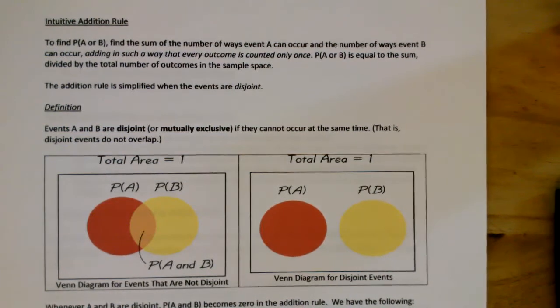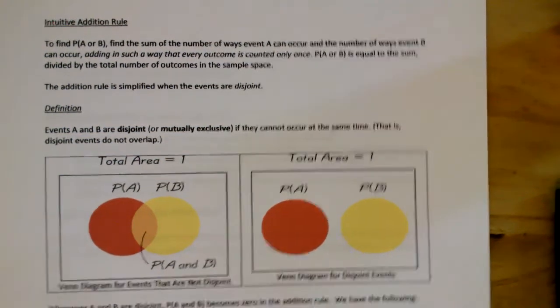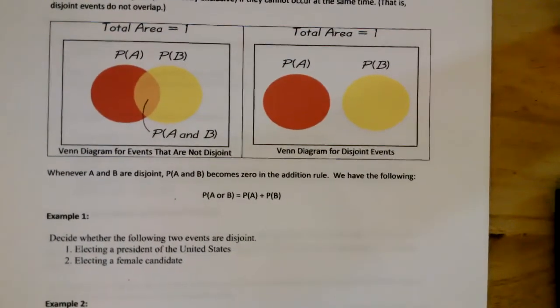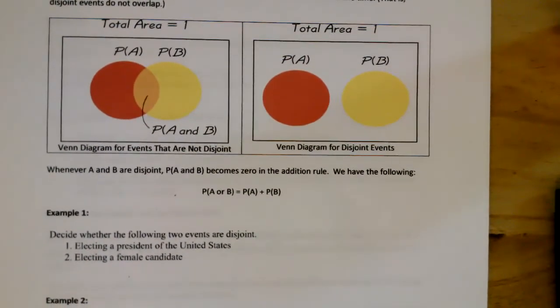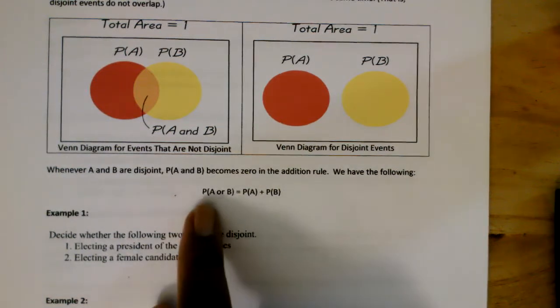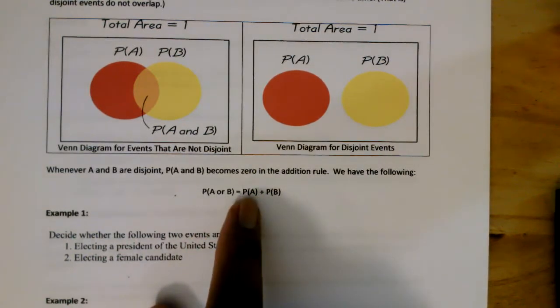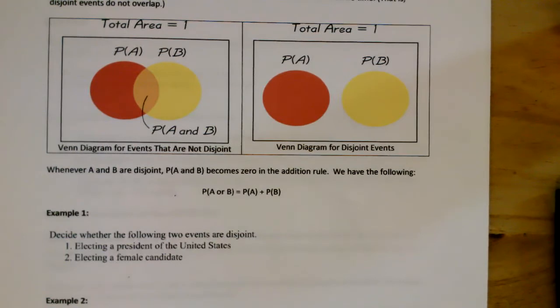Okay, so whenever A and B are disjoint, then the probability of event A and B becomes 0 in the addition rule. And that means we end up with the following: the probability of A or B equals the probability of event A plus the probability of event B. Now, this is only when events A and B are disjoint events.